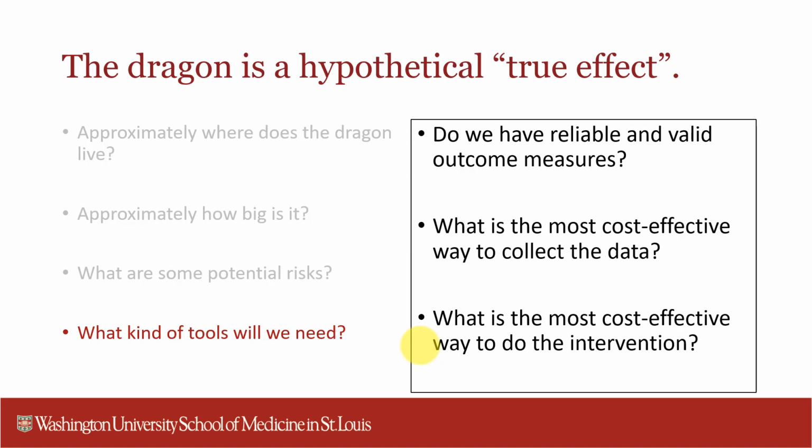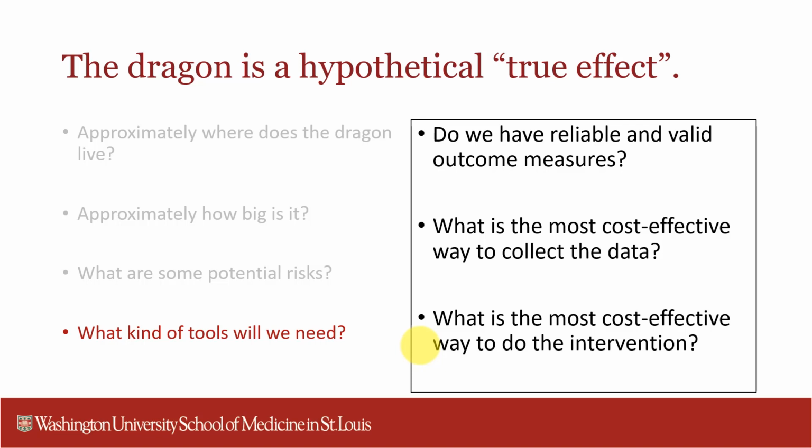Again, what kind of tools do we need for studying dragons? Well, in real science, that probably maps on to do we have reliable and valid outcome measures? If we don't, no sample size calculation is going to be really helpful because if you have an unreliable measure, it's a non-starter to begin with. There's no point in really doing much of anything with an unreliable measure, right?